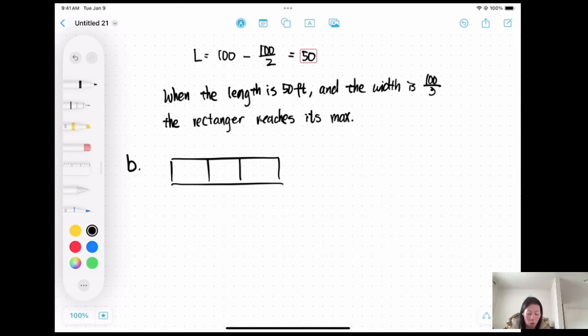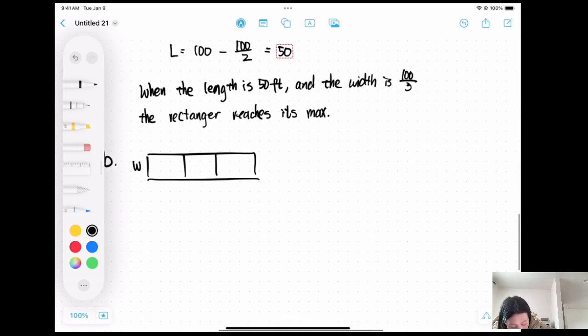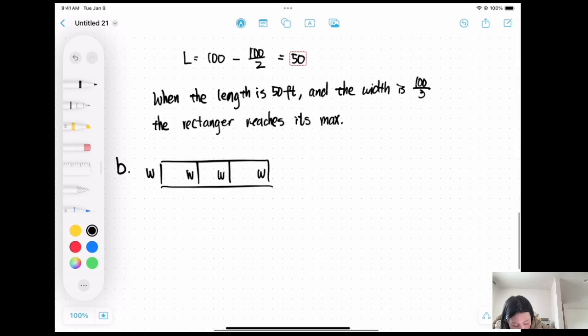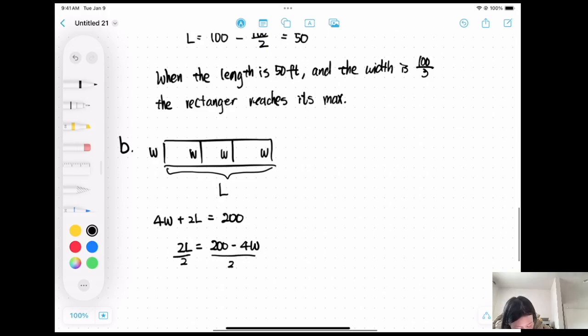So now this is the form, and we know that with a W, 4W, right? Because that needs you to have four widths, and then the length is the same, also 2. So the first relationship, width and length, we will get is 4W plus 2L equals 200 feet, and then we can solve for L in terms of W, or we can solve for W in terms of L. Either way works. Let's do 2L equals 200 minus 4 times W, and then divide by 2 on both sides. I have L equals 100 minus 2W.